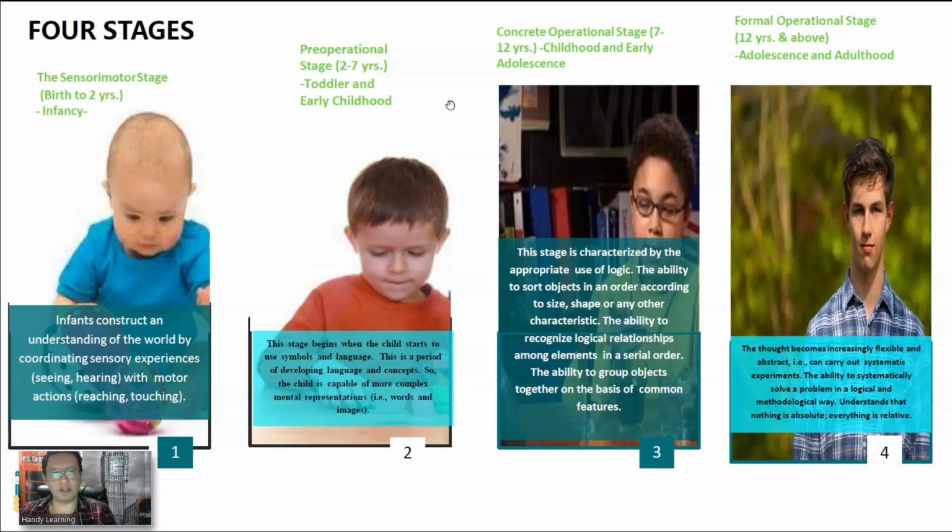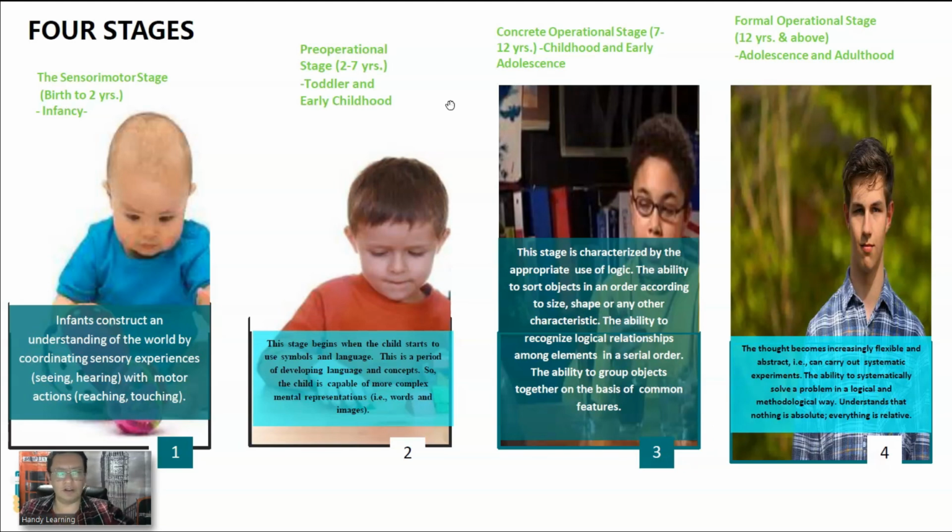The next stage will be concrete operational. It is childhood and early adolescence. Okay, at this moment of life, early adolescence starts to use logic in a better way. The ability to sort objects: in the early moment of this stage, the children are able to sort, to differentiate, to organize objects into different items like size, shape, amount, color. So they are able to sort them out. All right. So that is one of the characteristics of the concrete operational stage.